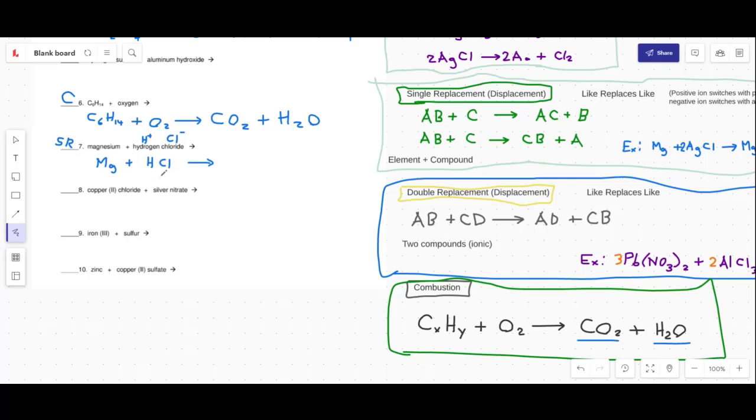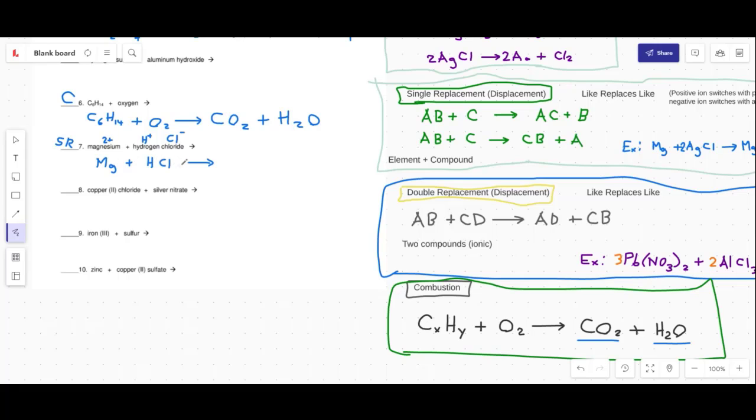So, since it's a single replacement reaction, like replaces like, hydrogen has a positive charge. What charge would magnesium have if it's part of an ionic compound? 3+. I think magnesium comes with a 3+. Not a 3+. A 2+. Yeah. So magnesium would actually have a 2+ charge.